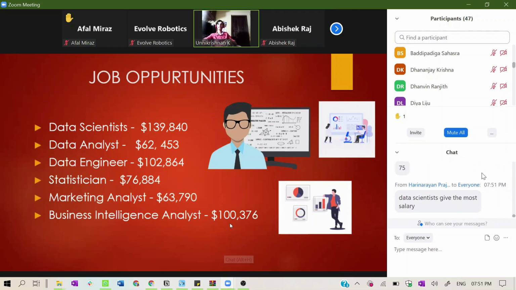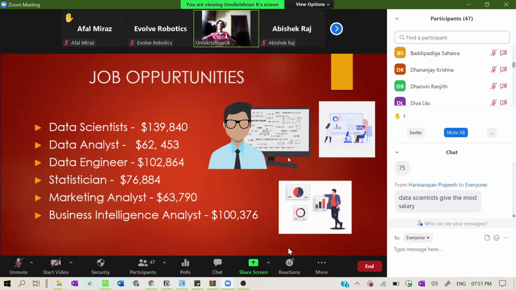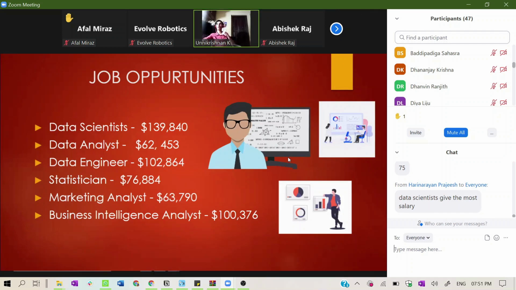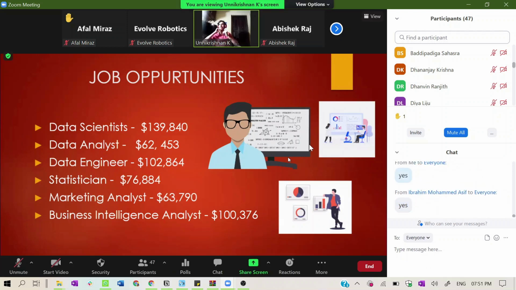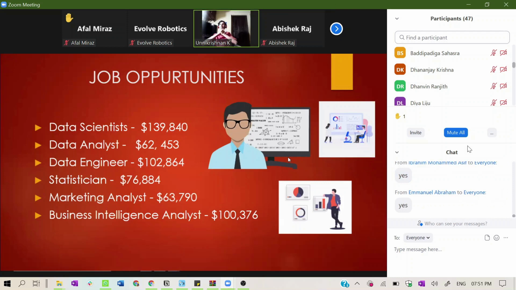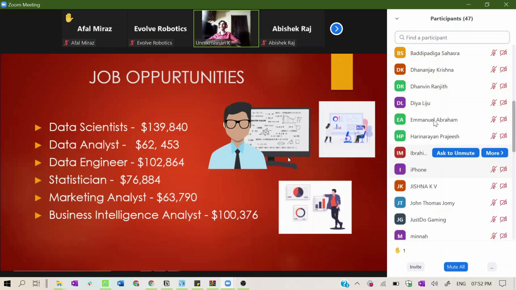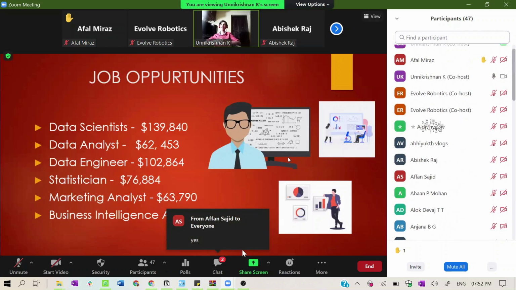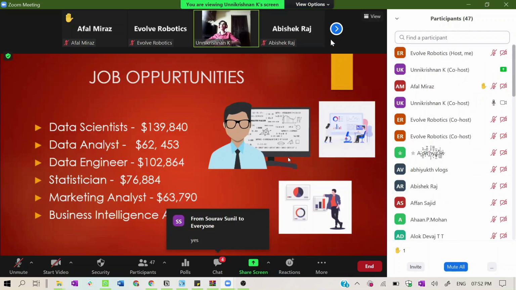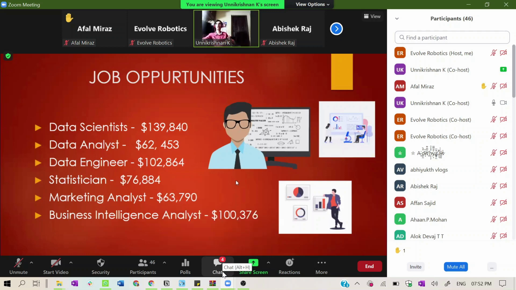So hope you are getting a clear idea about it. Are you able to follow? Data scientists give the most salary. Yeah, I agree, Harinarayan, I agree with you. Since in a time like this, data is obviously of great importance, right? There are many issues regarding data privacy and all. So in the future, obviously, not in the future, in the present itself, data is very demanding, and data science is very demanding. Hope you are able to follow.